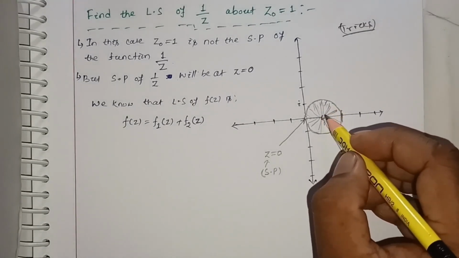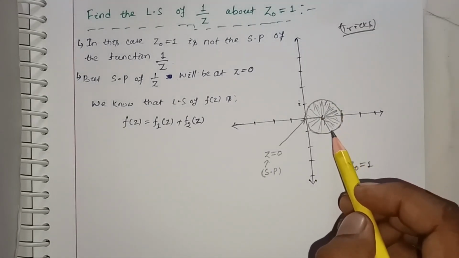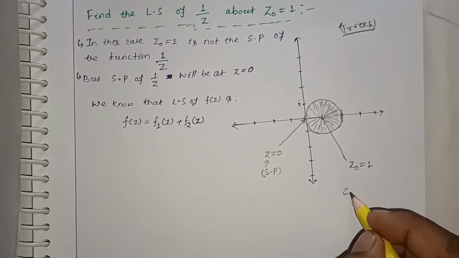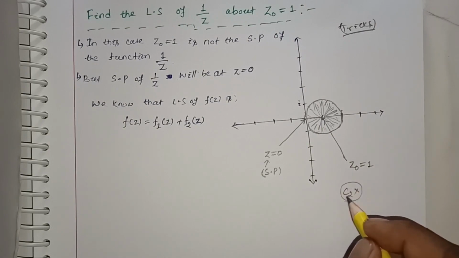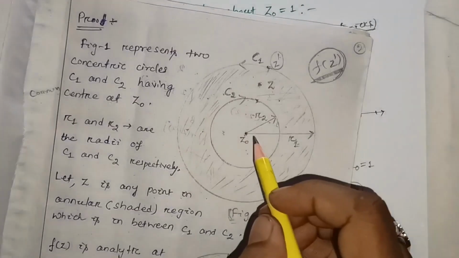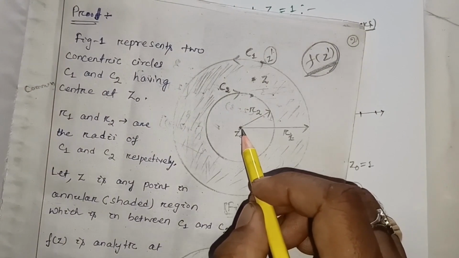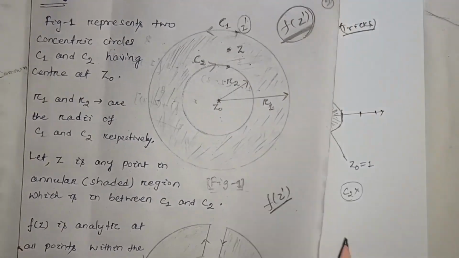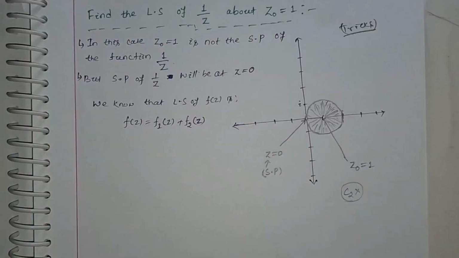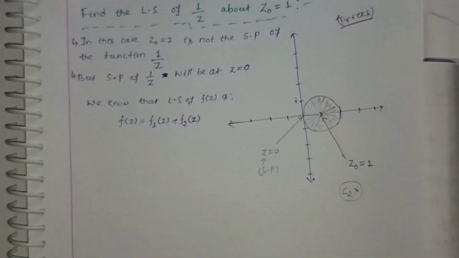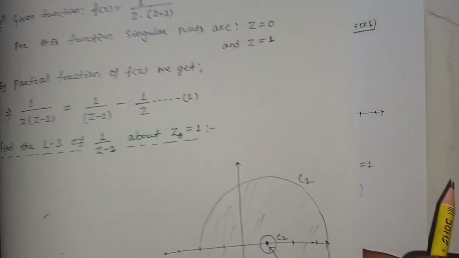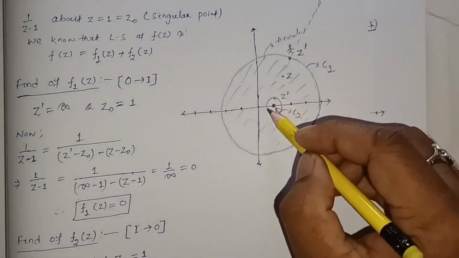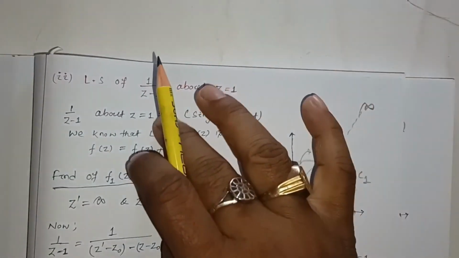Here, this is the point about which we are trying to find the Laurent series, and as this point is not the singular point, C2 does not arise. C2 we are not going to consider, because C2 we consider to exclude a singular point, and applying Cauchy's integral formula, we just considered C2. The same thing we did for the 1 by 1 minus z question. This is the singular point. To exclude this singular point, we considered this one in the 1 by 1 minus z case.